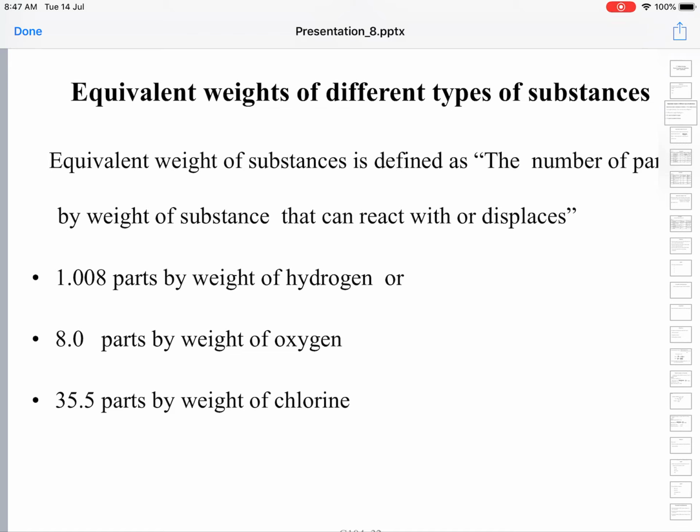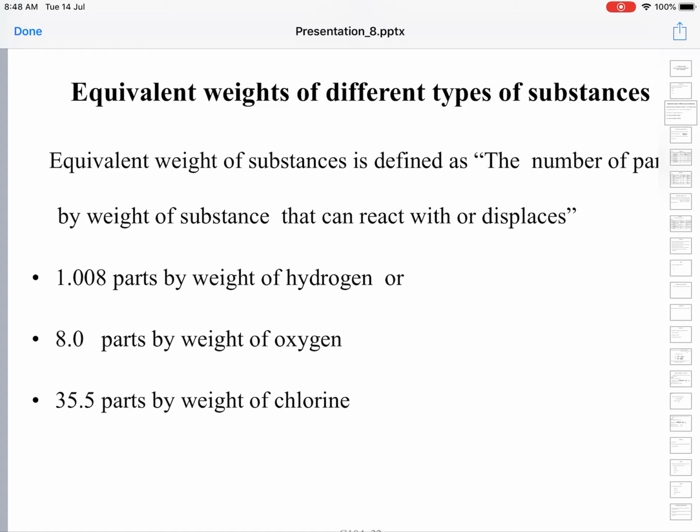In electrochemistry, we define equivalent weight in a different way. There we define it as the amount of substance deposited or liberated at the electrode by the passage of 1 Faraday of electricity through the electrolyte solution. But normally it is defined as the quantity of substance that reacts with either 1 gram of hydrogen or 8 grams of oxygen or 35.5 grams of chlorine. This is the standard definition of equivalent weight.